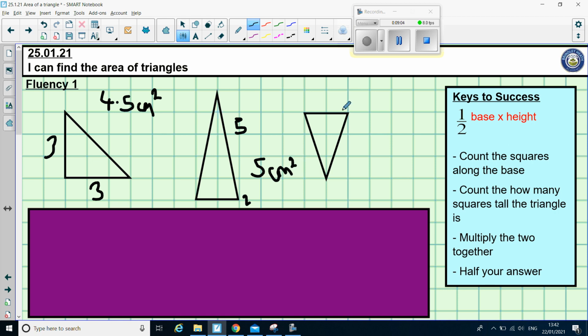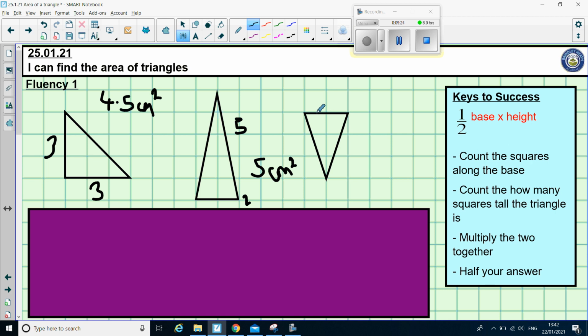Okay, the next triangle then, exactly the same. This time it's similar to this triangle but upside down. Still got to do the base times the height. Okay, I need you to pause the video now and see if you can work out what the base of this triangle is.